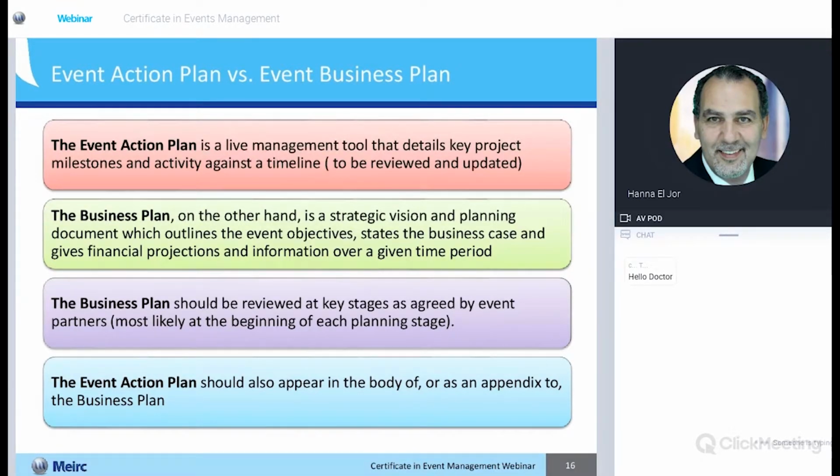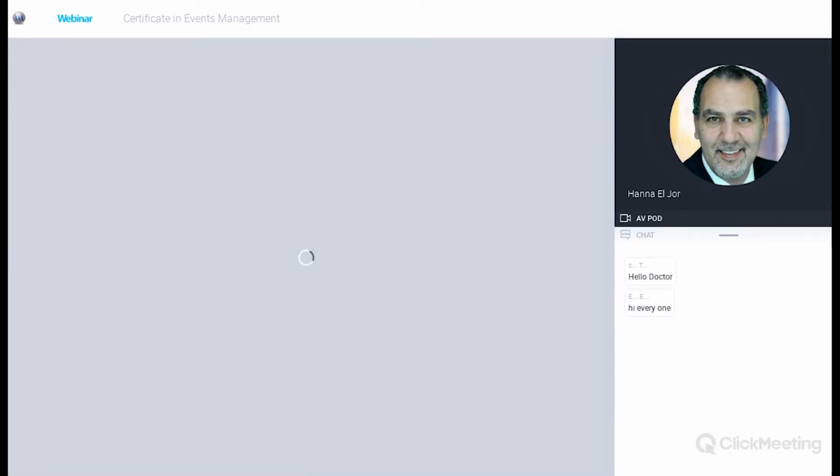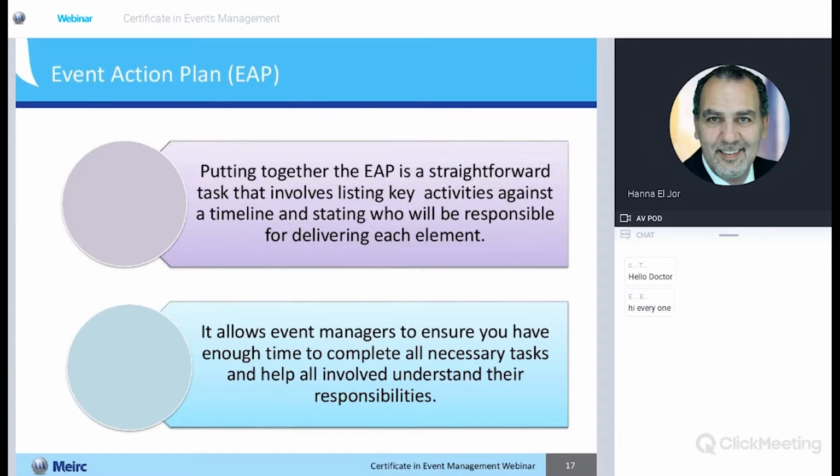Usually an action plan will appear in the body of a business plan. Okay, so now when we talk about a planning or event action plan, putting something like this together shouldn't be too complicated. Usually it's a straightforward task. Usually it involves listing some of the key activities against a timeline.